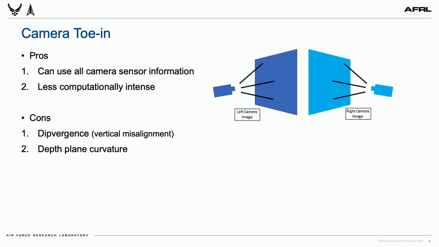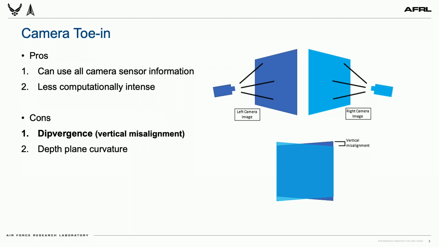The cons, however, are you get a vertical misalignment in your imagery. So then in order to fuse the top right of this image, you'd have to vertically diverge your eyes, which we're not really set up to do well. And you can't fuse the image completely because you can't diverge your eyes in different directions at the same time.